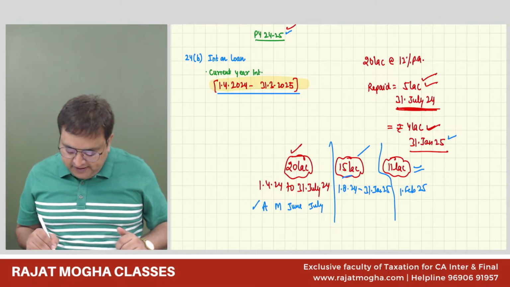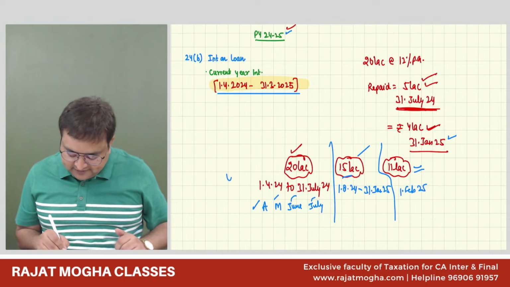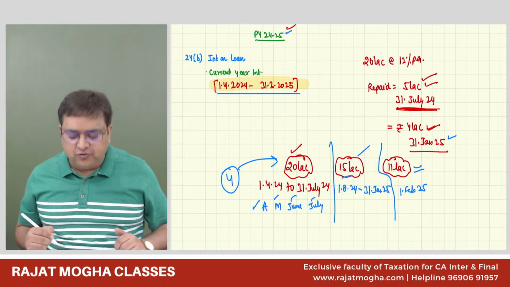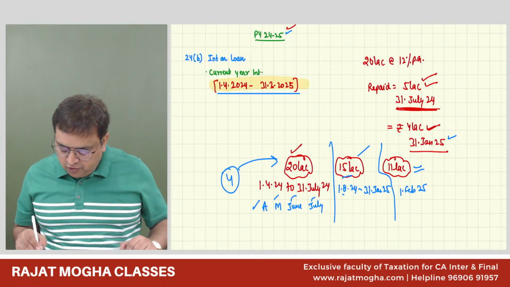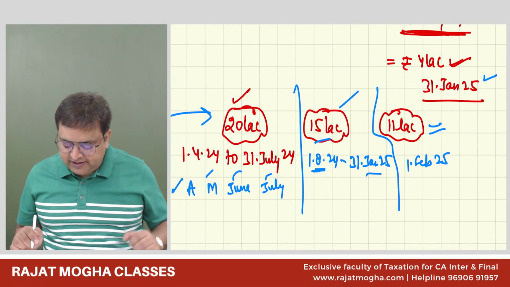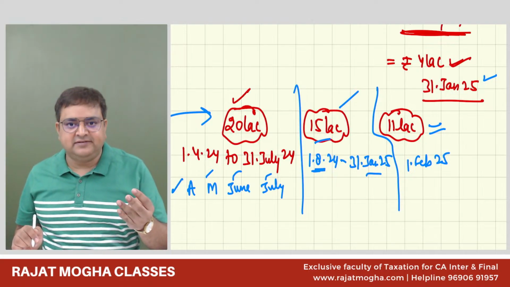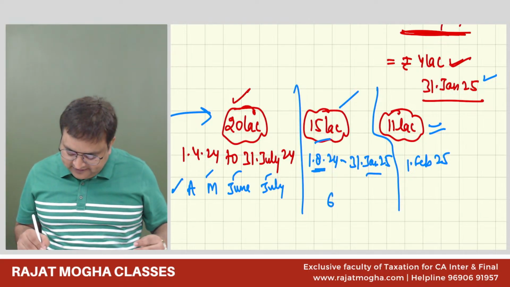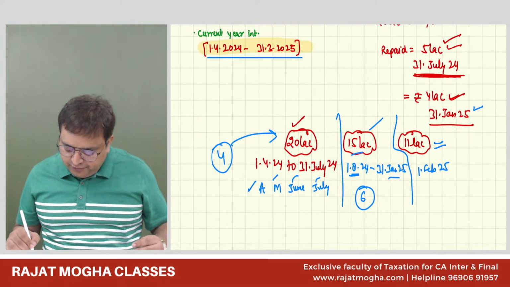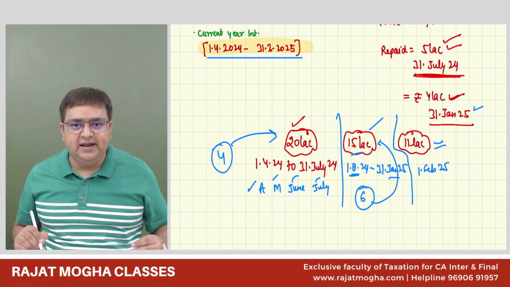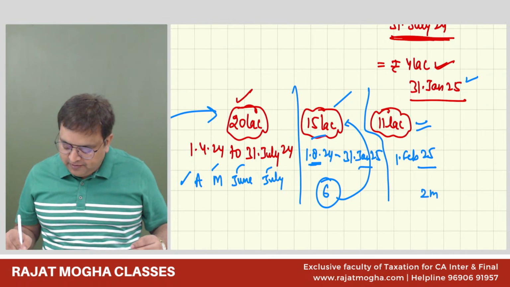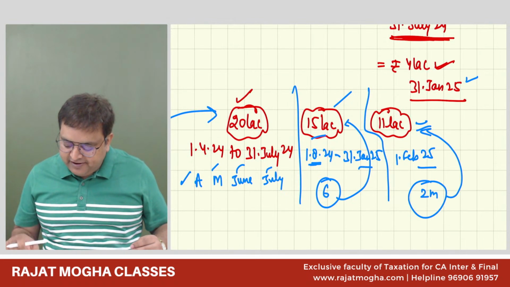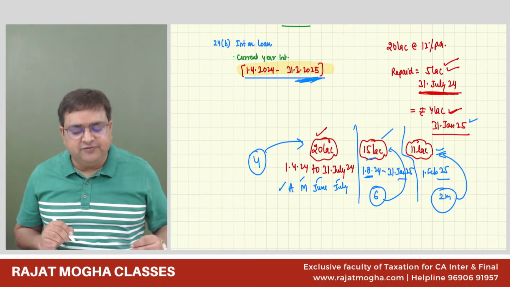So from April, May, June, July, for 4 months, you have to compute interest on 20 lakh at a rate of 12%. Now from August till January, that is August, September, October, November, December, January, for 6 months, you have to compute 12% on 15 lakh. And February and March, for 2 months, you have to compute on 11 lakh. Till 31st March, we have to compute.